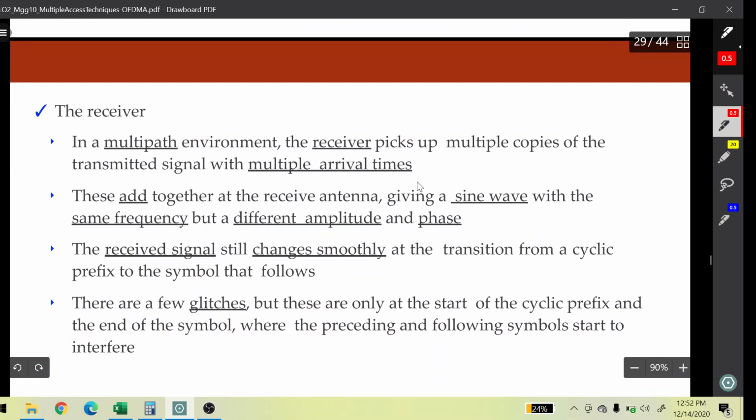Now, the receiver in a multipath environment picks up multiple copies of the transmitted signal with multiple arrival times. This is caused by the multipath, right? These add together at the receiver antenna, giving a sine wave with the same frequency but different amplitude and phase. It's the total of all of these multipath signals received at different times.